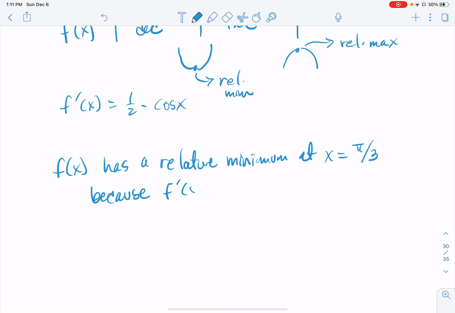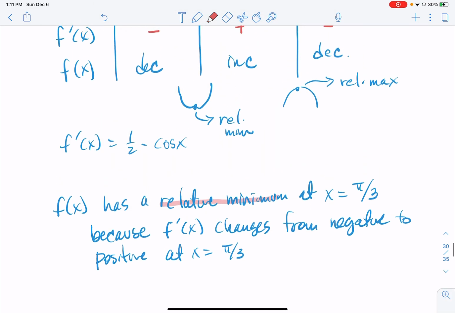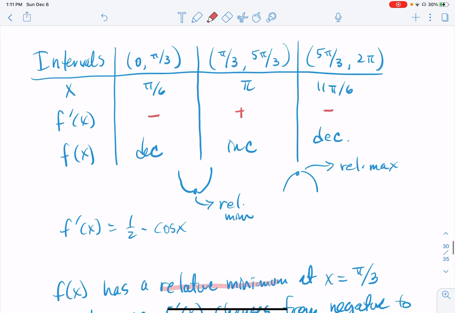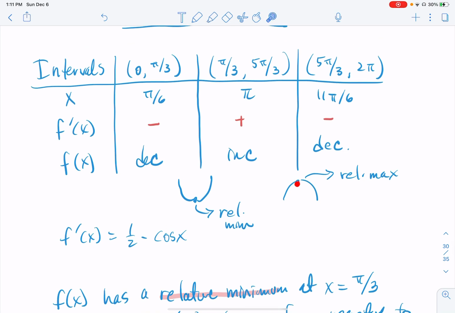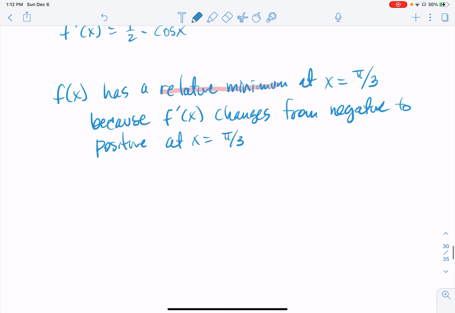because f prime of x changes from negative to positive at x is equal to pi over 3, okay? Maybe that gets highlighted in, I don't even know, maybe this kind of pinkish color, right? And then you could justify the fact that you have a relative maximum right here at 5 pi over 3 using the same kind of method.